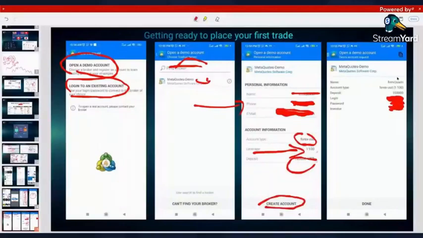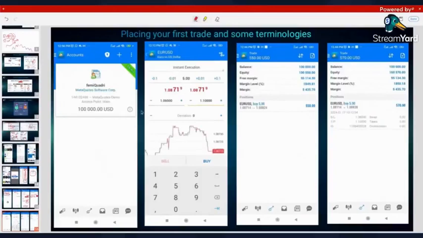Your name, the account type you selected, your deposit amount, your login details, password, and investor password. This investor password is for if you want to show people your trading performance without giving them direct access to your account. Then you can give them this investor password and you click on done. So here is the account we just opened, the $100,000 account, as you can see on my screen here.